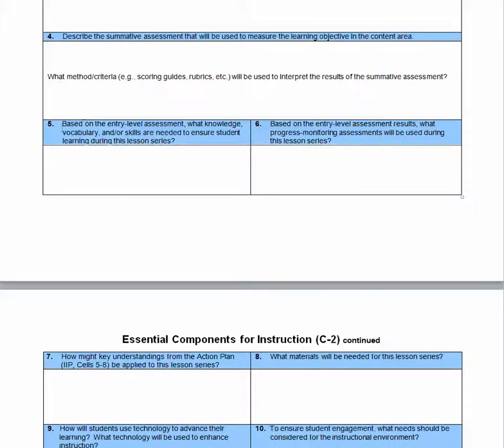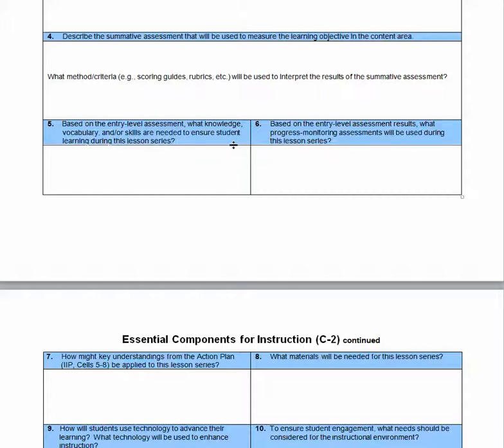So here, now you're going to go back to that entry-level assessment and think about, if I'm giving this entry-level assessment, what knowledge, vocabulary, and/or skills are needed to ensure student learning during this lesson series? So if I'm doing a persuasive essay as my entry-level assessment, what are some basic skills that your students are going to need to know?